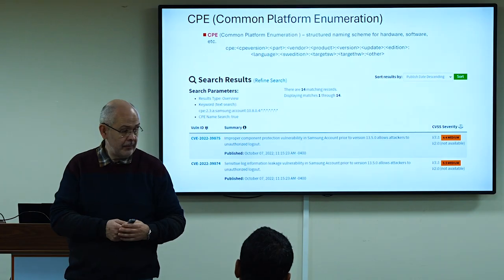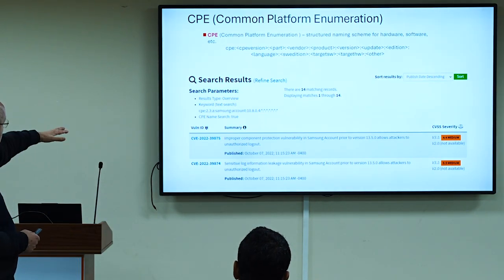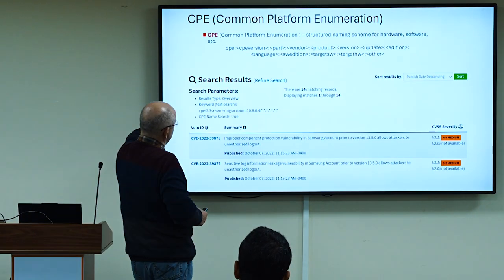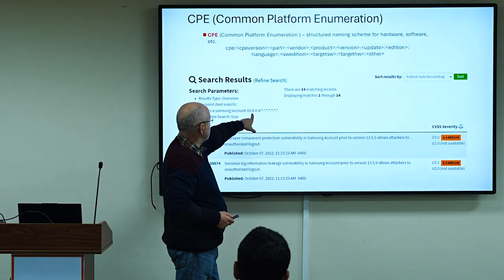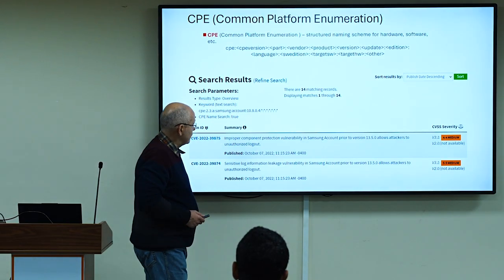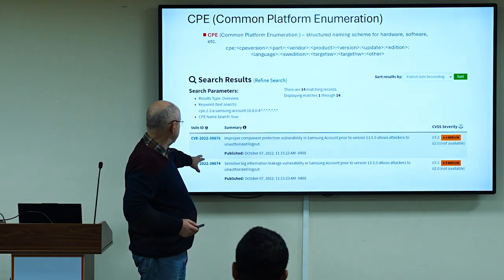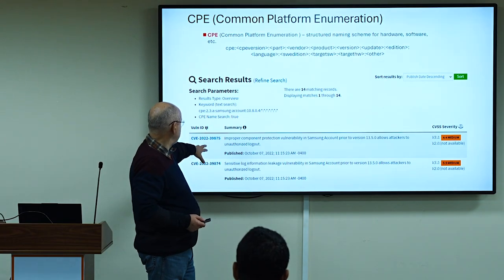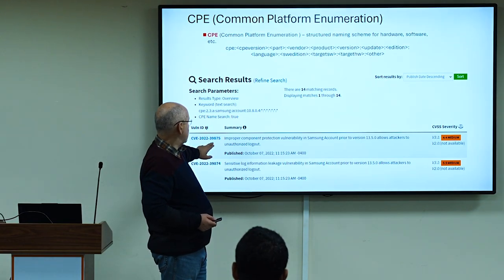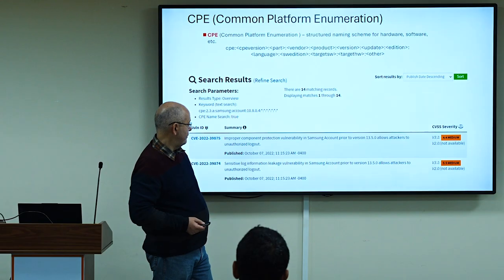This is important. Okay, and this is some search result when we are trying to find some information. In this example, we found that, for example, this kind of vulnerability exists.